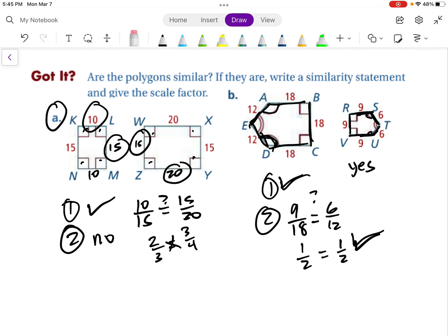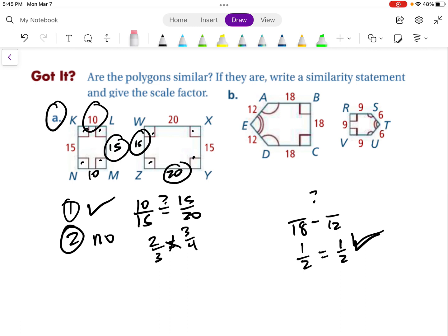We haven't talked about what a similarity statement is, so let me show you. A similarity statement is just, you're basically saying that this pentagon ABCDE is similar to this other one. So there's a shorthand way of doing that. We say, I'm just going to write it down as ABCDE is similar to, that's the symbol for similar. And the other one, what you have to be careful with is the corresponding angles have to go together.